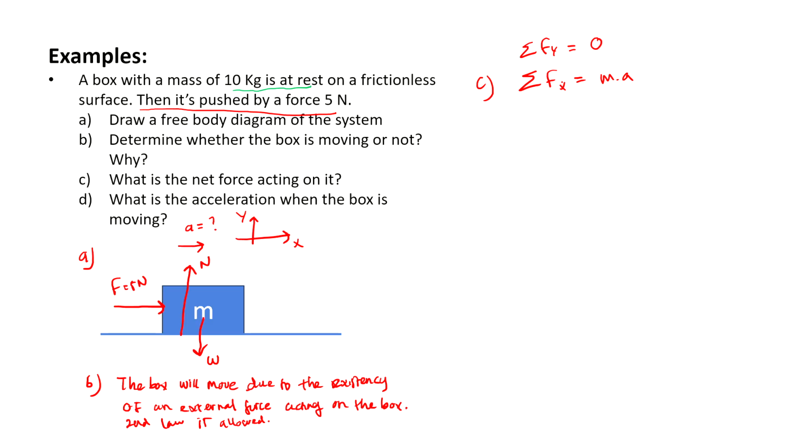So sigma Fx is just F, because there's just one force in the x-axis. M is 10, A is A, then F is 5. So we will have that A is equal to 0.5 meter per second squared, because we know that 5 divided by 10 is half, or 0.5 meter per second squared. This is the acceleration actually.